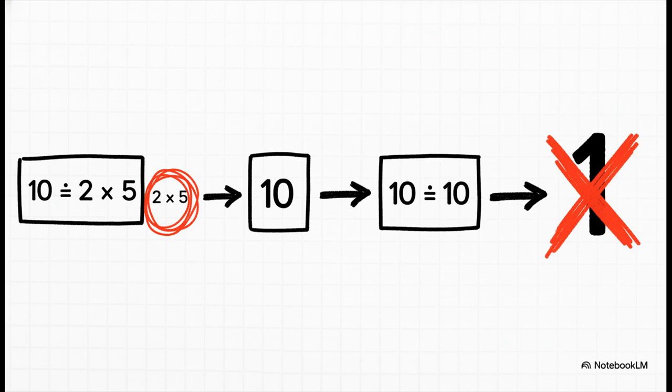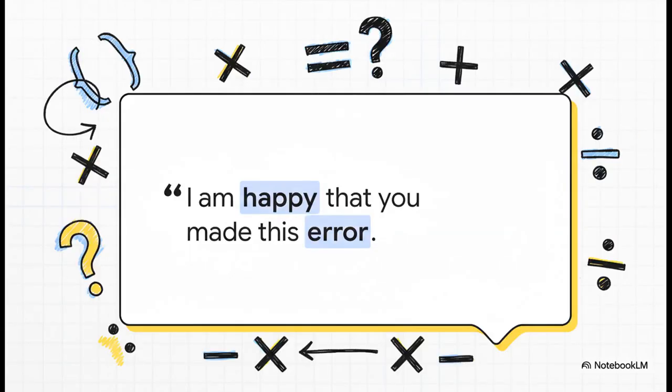If you follow that logic, you do 2 times 5 first, which gives you 10. Then you're left with 10 divided by 10, which equals 1. This is hands down the most common way people misinterpret the rule. But hey, you know what? If you got 1, that's totally fine. In fact, I'm glad you did. Seriously, because now we can fix this little misunderstanding and you'll never get tripped up by it again. It's a super common mistake, so no worries at all.